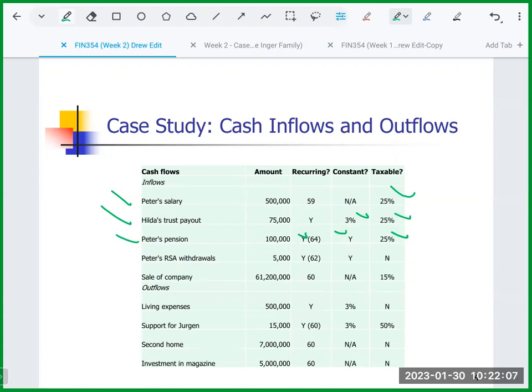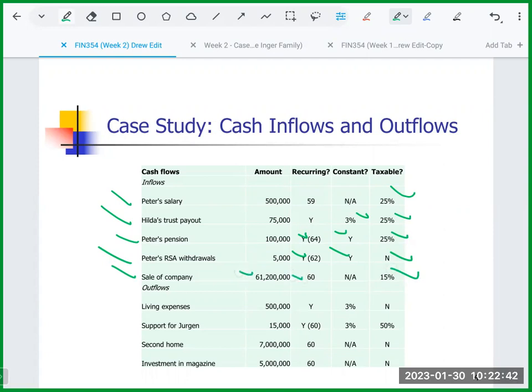Now, Peter will also have a withdrawal from this blocked account of 5,000, and it starts from 62 years old. It's non-taxable, remember, and it's a constant amount. Now, sales of the company, remember he is making sales of Inga Marine. This is a big chunk, and they say it's taxable, right, at 15%. And this will occur 1 year from today. He's 59, so it will occur at age 60, and he'll have a lump sum of this.